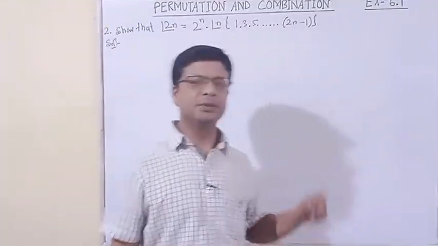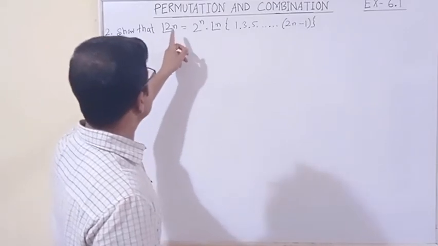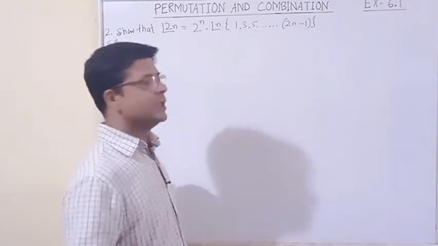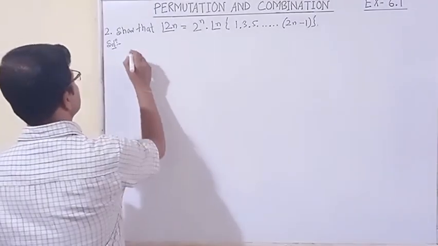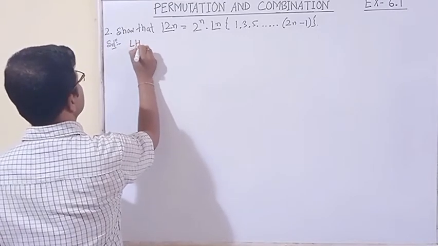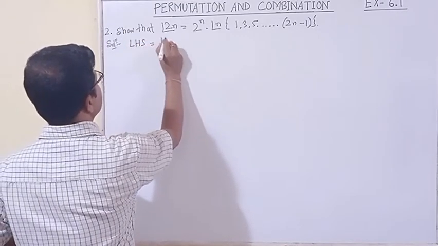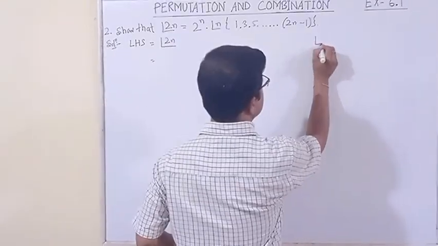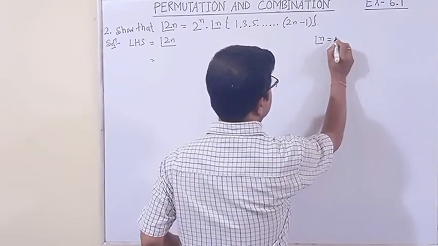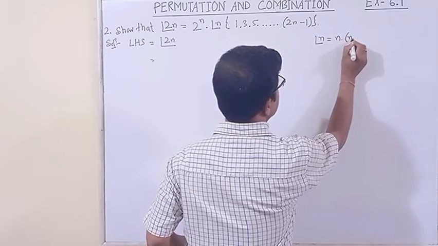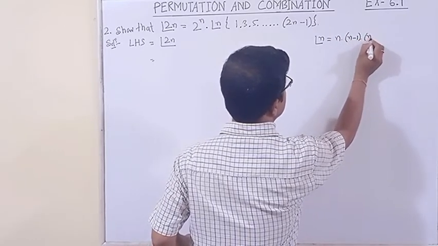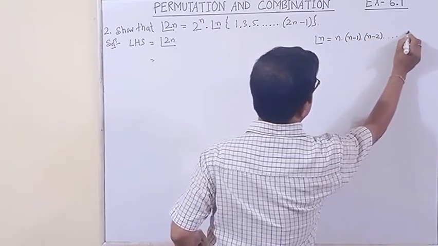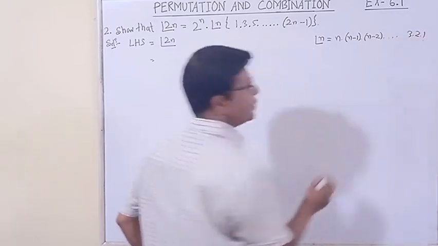Now my beloved students, we have taken question number 2. The question is, show that factorial of twice n equals this. Now how can we express it? Let us take the left hand side. Factorial of twice n. Factorial n means n into n minus 1 into n minus 2 into dot dot dot into 3 into 2 into 1. In this way we express it.